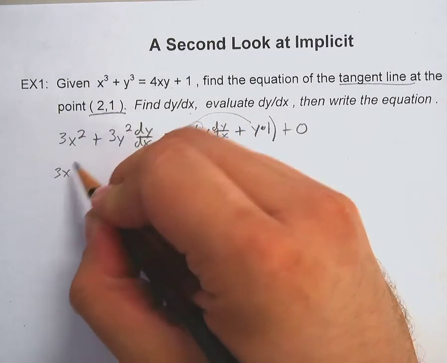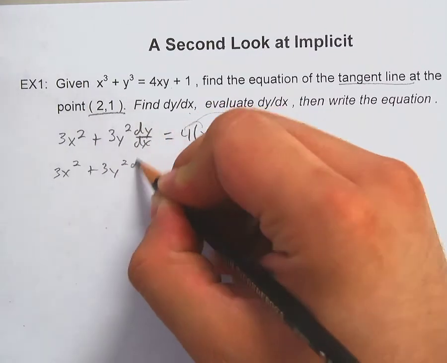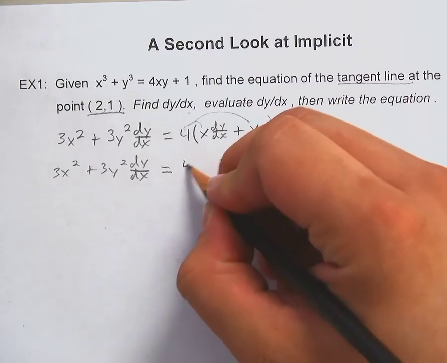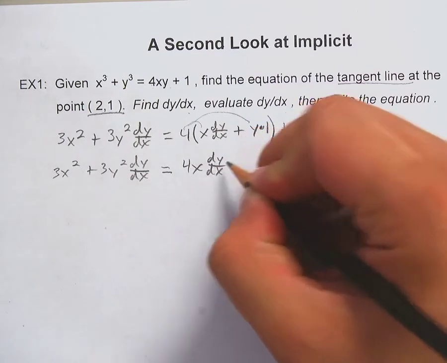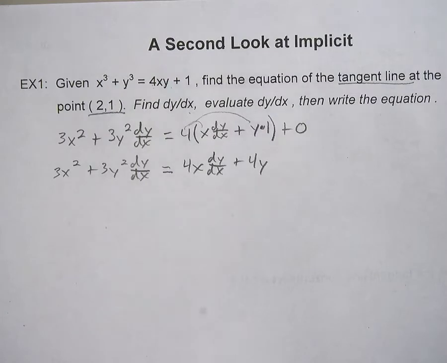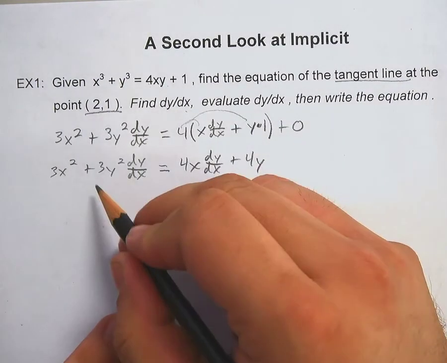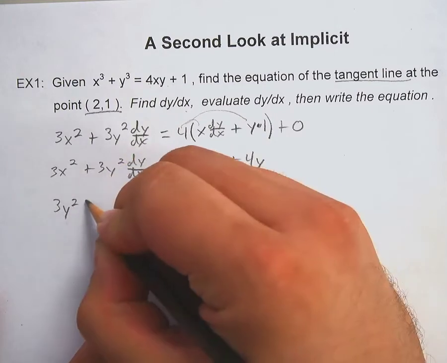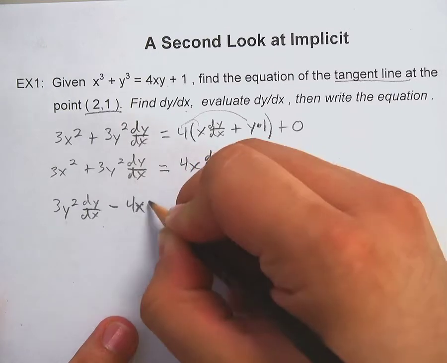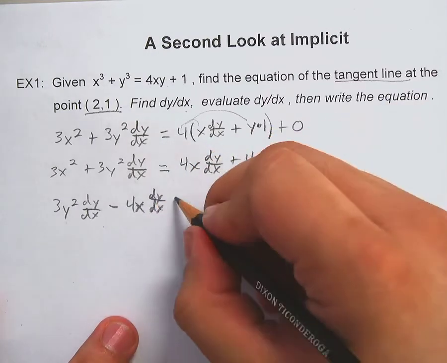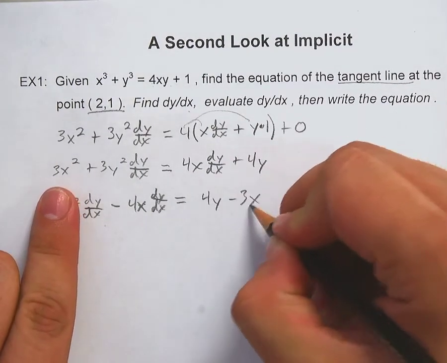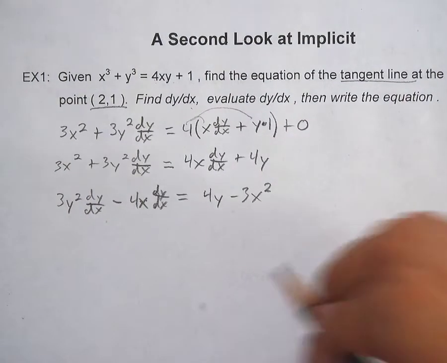So it's going to be 3x squared plus 3y squared dy/dx, and that's going to be equal to 4x dy/dx plus 4y. Simplify a little bit here. I'm going to get my dy/dx's over onto the left, so I've got 3y squared dy/dx minus 4x dy/dx is equal to, let's go ahead and move the 3x squared over, so we'll have 4y minus 3x squared. Solve for dy/dx.